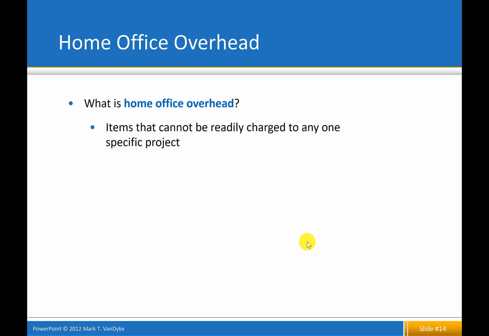Let's go ahead and talk about home office costs. Home office overhead, or home office cost, is the types of items that cannot be readily charged to any one specific project. What do I mean by that? Suppose that you have a headquarter as a general contractor that gives service to multiple projects, right? So if you have that nature of work, that headquarter is providing service to more than one project.